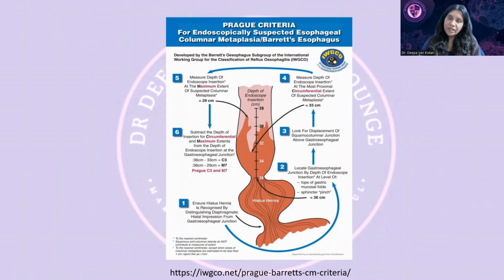And the area where the tip of the tongue is on those tongue-like projections is somewhere around 8 centimeters, then the Prague classification should be reported as C3M8. Okay, that is a simple notation.